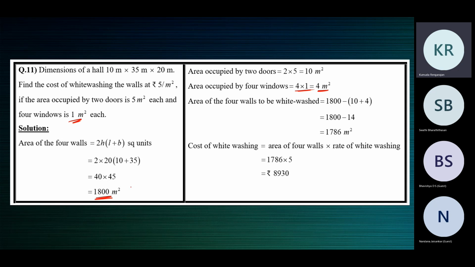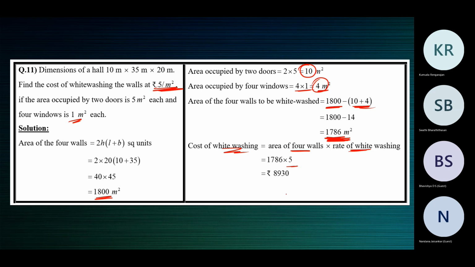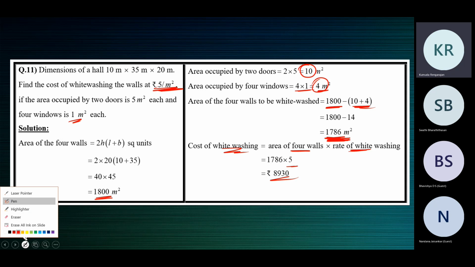Now find the area of the 4 walls, and from the area of 4 walls, take away the area occupied by the 2 doors and 4 windows. Take it away, remove it. So this is the actual area to be painted. The rest of the area of the walls is occupied by the doors and windows. So the cost of whitewashing will be the area of 4 walls into the rate of whitewashing, which is into 5, because it's given rupees 5 per meter square. This is the total cost.